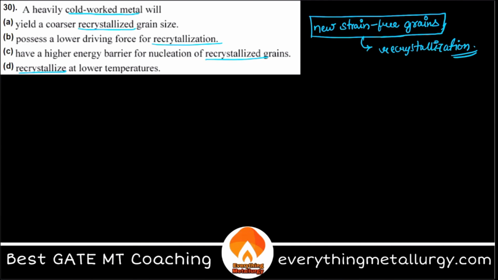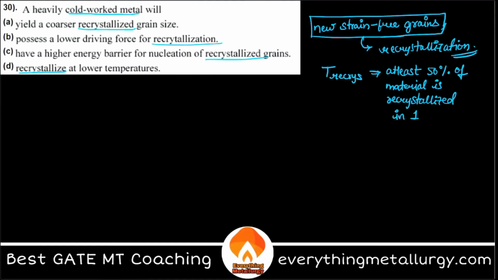So what is recrystallization temperature? We usually represent it by TR, or T recrystallization. This is the temperature at which at least 50% of the material is recrystallized in 1 hour. That means we have fixed the time here, and we want to know if in 1 hour the material is recrystallizing at least 50%. We can take that to be the recrystallization temperature. But here they did not give any temperatures.